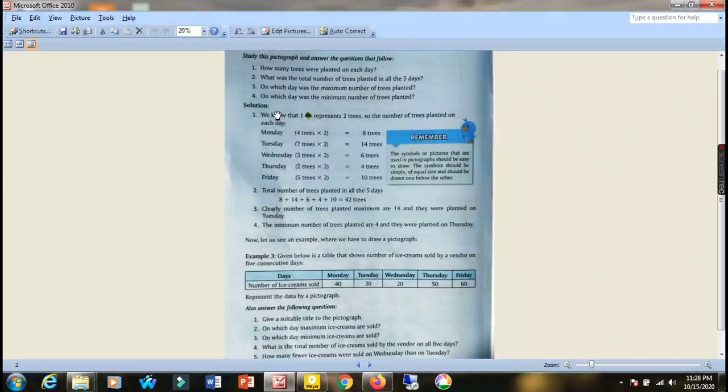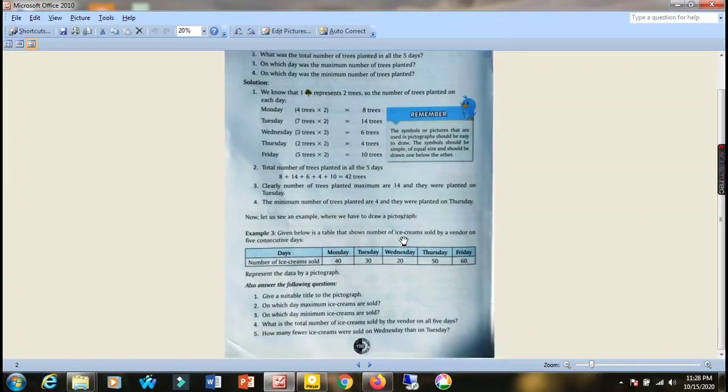Now come to question number 4. On which day was the minimum number of trees planted? The minimum number of trees you can see here is 4. Which day? Thursday. So the answer will be the minimum number of trees planted is 4 and they were planted on Thursday. So in this way you have to solve this kind of question. Now let us move to the next page.